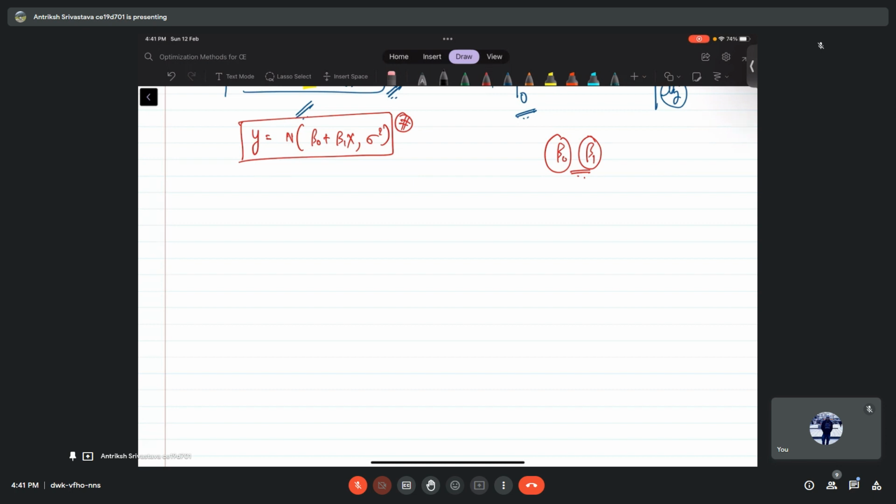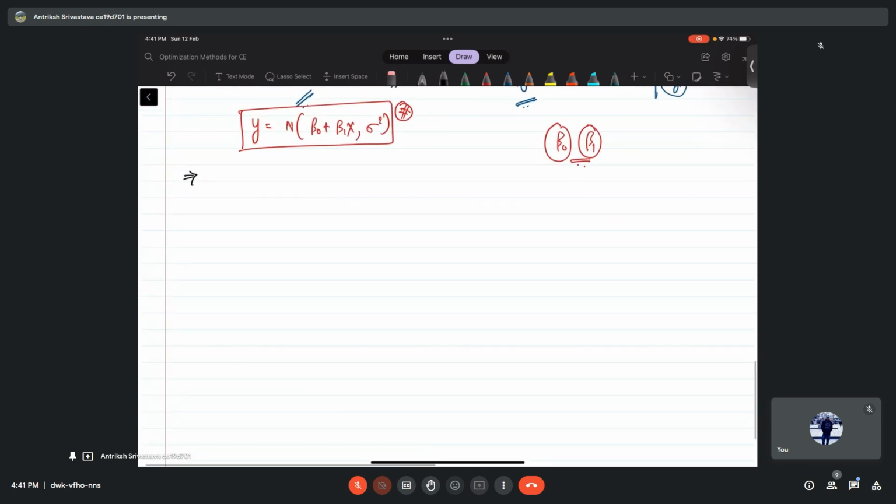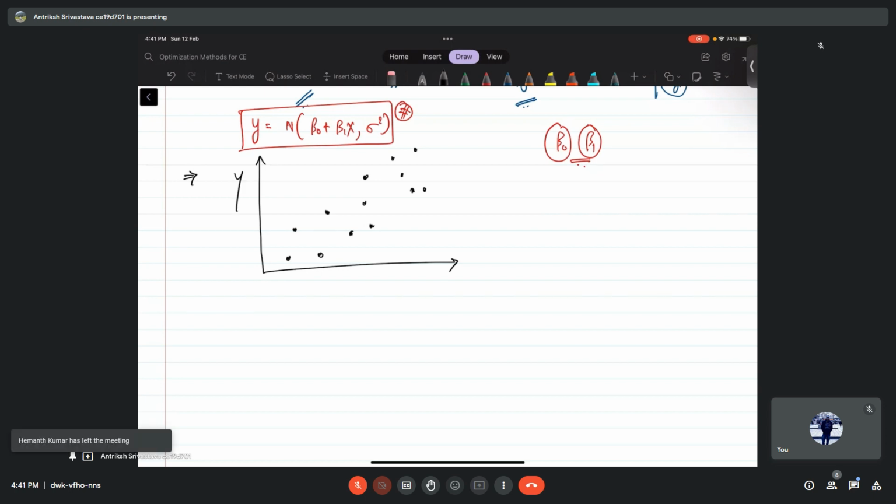Okay, so what does it mean? Before we go to the derivation of those parameters, I want to explain what it means when we say we have fit a linear line for a given set of data. So it means that you have this data, let's say. Now I have fit a line that is the best fit line to explain the behavior of y with x given this data. So that means I have fit this line.